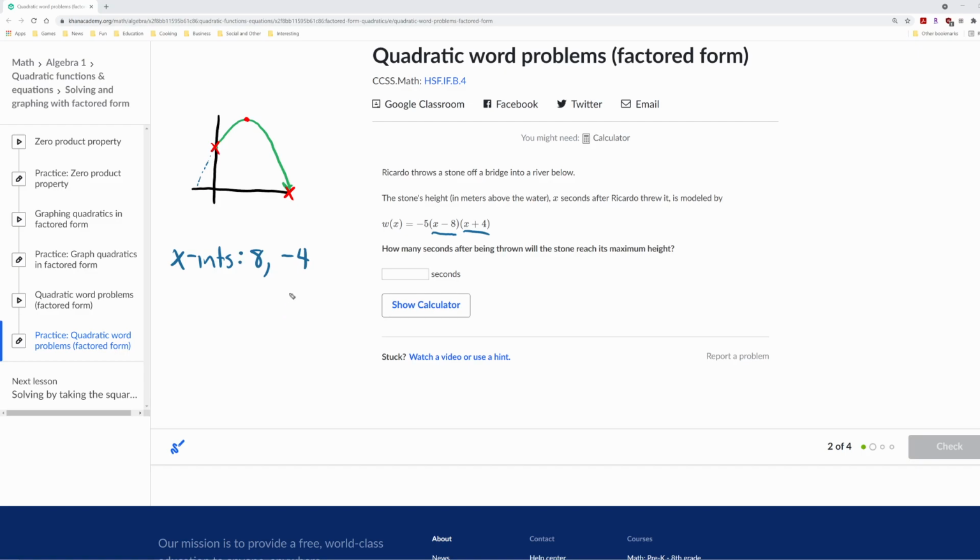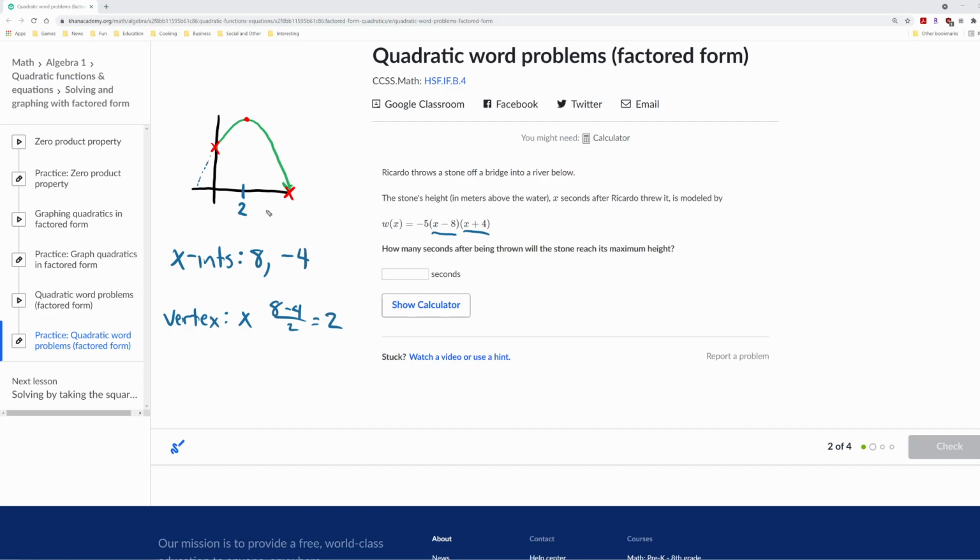Now the vertex is halfway between the x-intercepts, and that's what I went over in that prior video. So for the vertex, the x value is going to be 8 minus 4 over 2. 8 minus 4 is 4. 4 divided by 2 is 2. So what that means is the vertex happens when x equals 2.